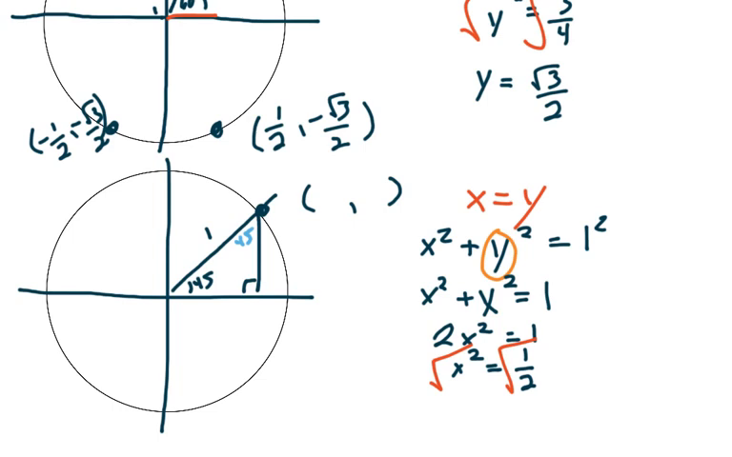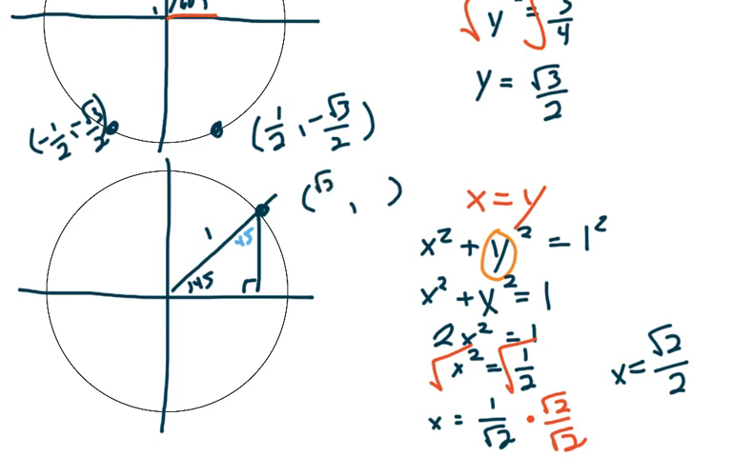Square root this. So x squared, just x. Square root of 1 is 1. Square root of 2 is square root of 2. Remember, we have to rationalize this, so I'm going to multiply the top and the bottom by the square root of 2. So I get that x equals 1 times the square root of 2 is the square root of 2. And on the denominator, square root of 2 times square root of 2 is just 2. So this is square root of 2 over 2. And since x and y are the same thing, this is also square root of 2 over 2.